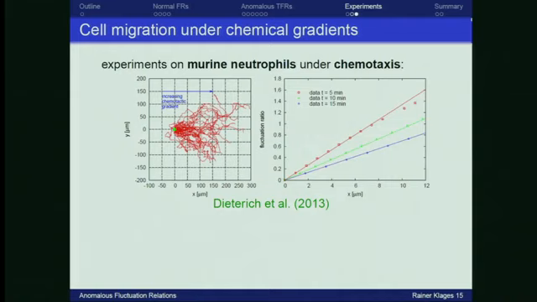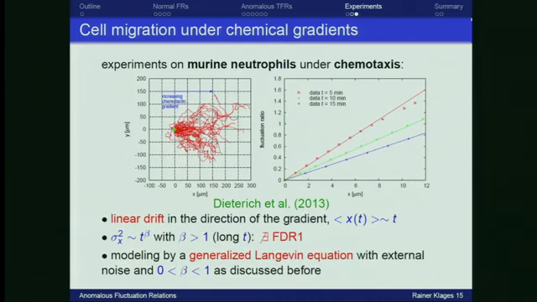Here are the red ones, and the longer you wait, the smaller the slope, similar to what we have obtained in one of the models that you have seen before. And in fact, that's what we are currently busy with to establish the crosslinks. But what you can see experimentally is we have a linear drift in the direction of the gradient, first moment proportional to t.